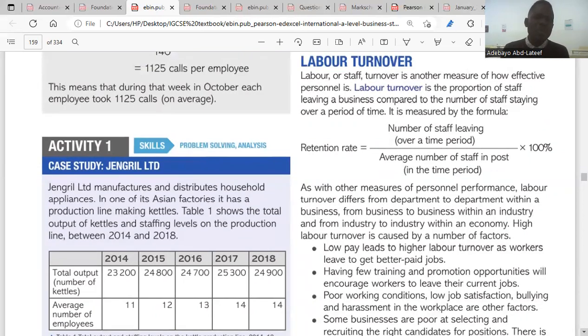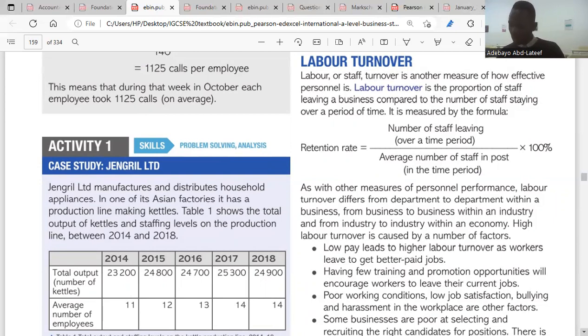So when we talk about labor turnover, we're talking about the rate at which a firm is able to keep its workers. So if you are able to retain your workers, that means you are having a high retention rate and a low labor turnover rate. So what are the advantages here?